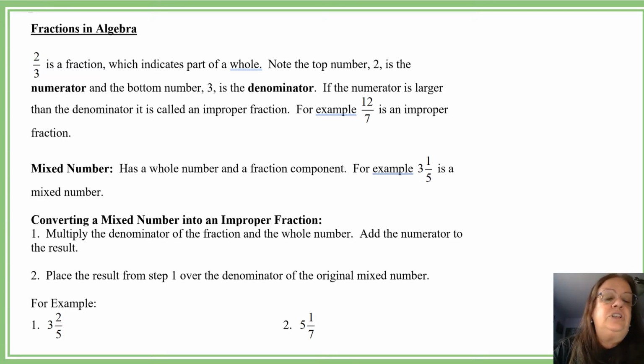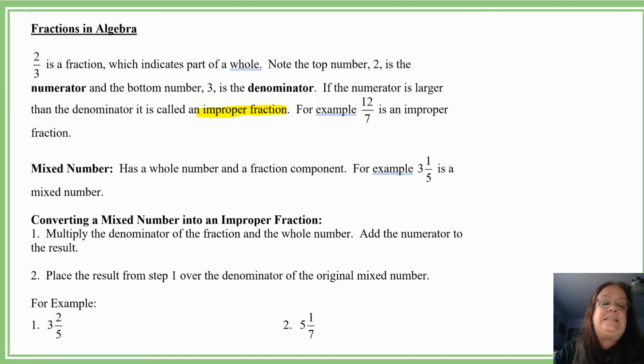If the numerator is larger than the denominator, it's called an improper fraction. Okay, improper fraction. For example, 12/7 is improper. Why is it improper? It's improper because it's greater than 1. It should be written as 1 5/7. That's proper. So improper means that it's actually a fraction greater than 1.